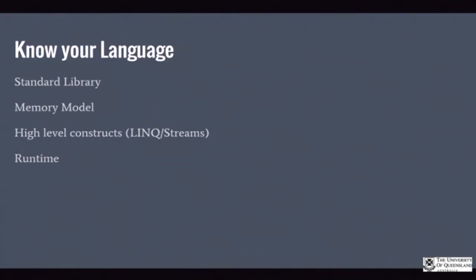Things like the standard library. What are the different performance penalties of standard library things? If you're using C++, for example, know when to use a vector or when to use a linked list. Chances are you don't want to use a linked list.